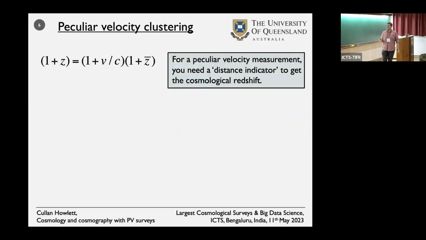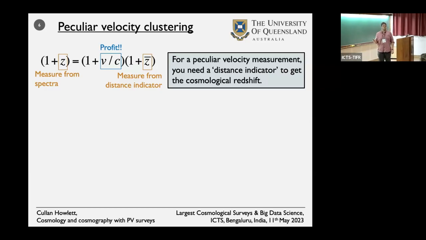So turning back to this familiar equation, what we effectively have is a redshift that we can measure from the spectrum of a galaxy. We have a cosmological redshift, which we may be able to get from a distance indicator. And if you can measure both of these separately, you can get the peculiar velocity in the middle. And so what you really need is a distance indicator from which you can infer the cosmological redshift.